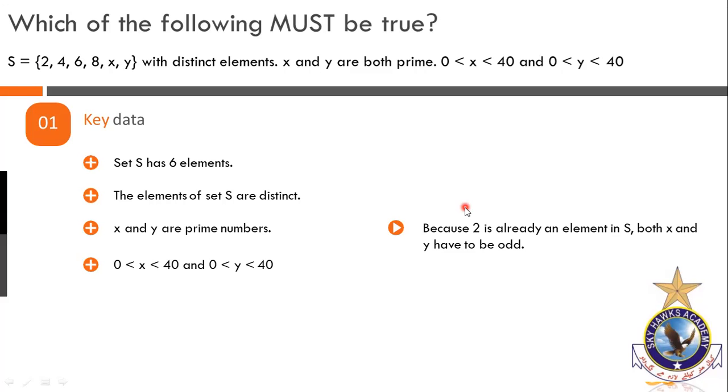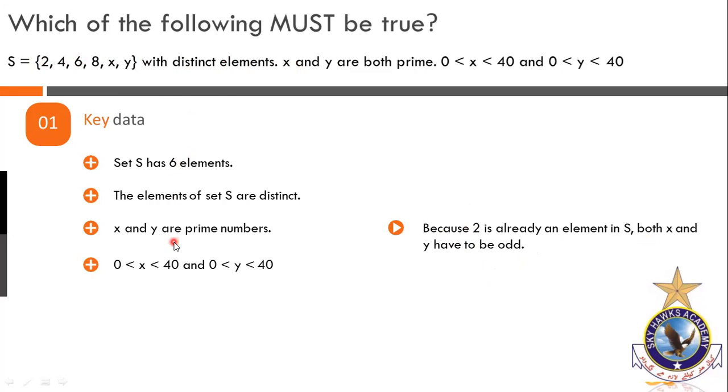2 is a prime, and at the same time, 2 is an even number. So we can say that the only even prime number is 2. All other primes must be odd, you know, even and odd. Odd cannot be divisible by 2. So from here, x and y must be odd because x and y are also prime. They cannot get the value 2 because they are distinct elements and cannot be repeated over here. So that's why this is the key point once again.